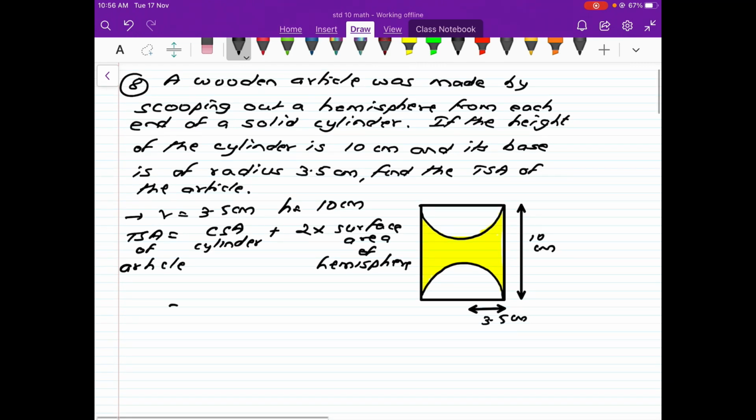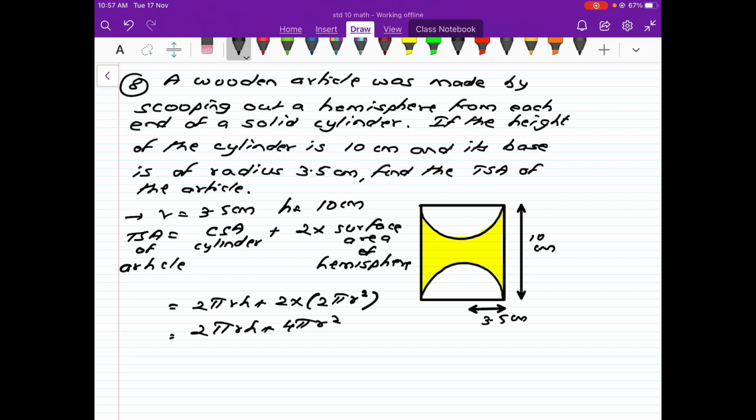So we will try to put in the formulae. So this is 2 pi rh plus this is 2 into 2 pi r square, because there are two. So this becomes 2 pi rh plus this becomes 4 pi r square. So if we take 2 pi r as common, this will be h plus 2r.